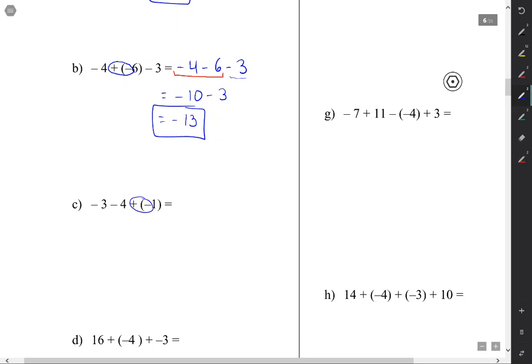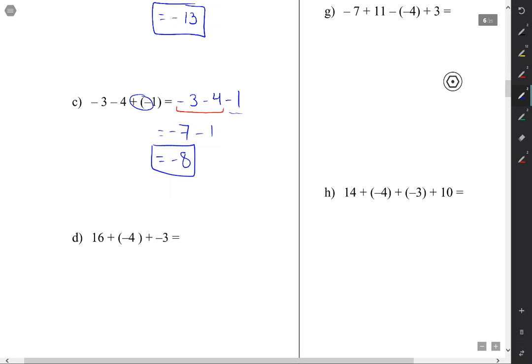Okay, now we have a plus and a minus sign next to each other there. So it's going to be minus 3, minus 4, minus 1, because the plus and the minus sign would give us a negative sign because they're different. Okay, so then we're going to start with this minus 3 minus 4, which would be minus 7, and then we need to minus another 1 from that. So our final answer would be minus 8.